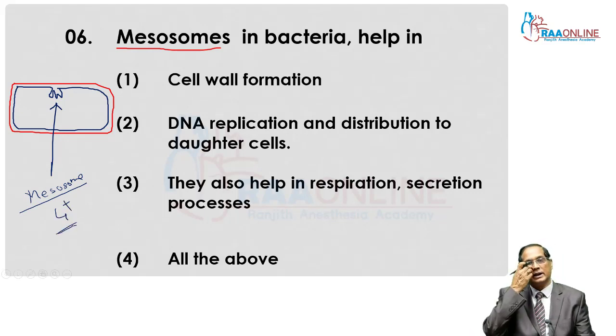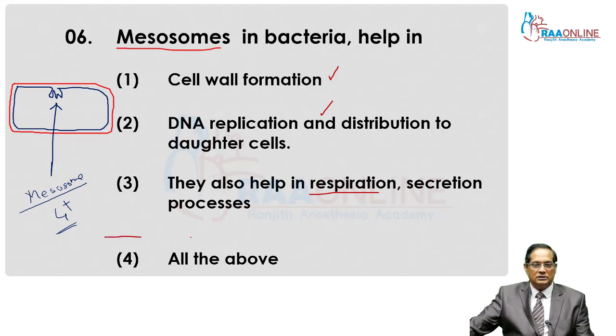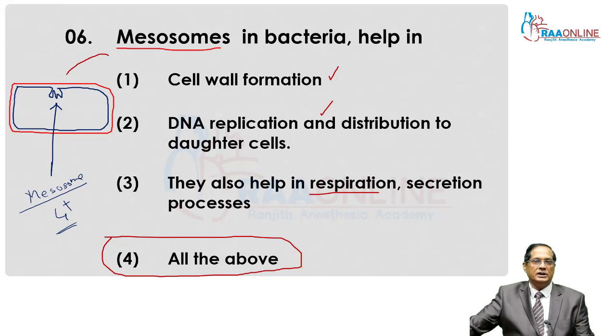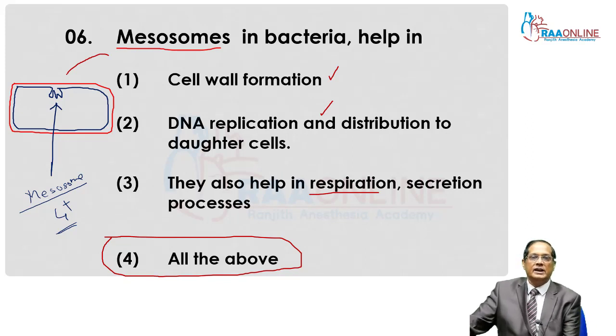Common in gram-positive, rare in gram-negative. And they perform various activities. Number 1, cell wall formation, right answer. DNA replication and distribution, it is also a right answer. They help in respiration because respiratory enzymes and the electron transport system are located in this membrane, and the folds give more area to the cell for that process. Hence, all three are correct. That's why my answer is option four. This is mesosome, folds of membrane towards the inner side in a bacterial cell.